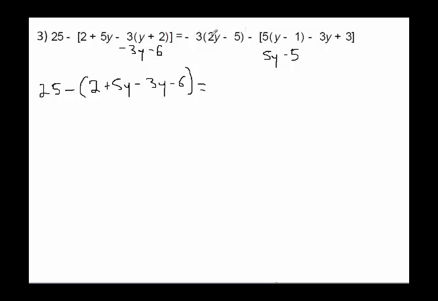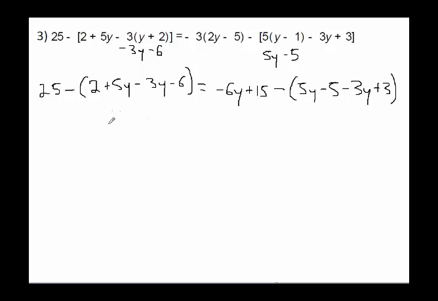So negative 3 minus, negative 3 times 2y is negative 6y. Negative 3 times negative 5 is positive 15. And then subtract this entire parentheses. 5y minus 5 minus 3y plus 3. All right. Let's combine what we can combine to start with.